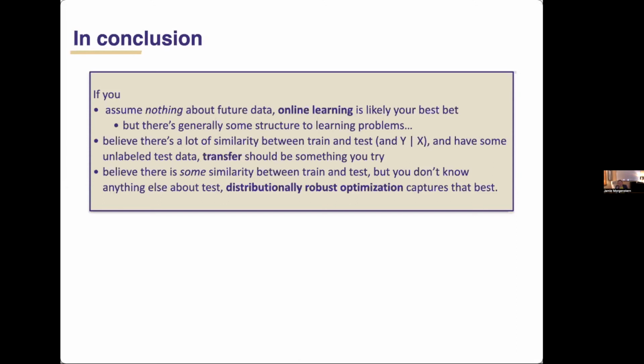And somewhere in between, I would claim, in a philosophical sense, distributionally robust optimization lives. It believes that there is some relationship between your training data and test data, which online learning does not assume, but it doesn't assume much else besides training and test distributions not being too far apart.